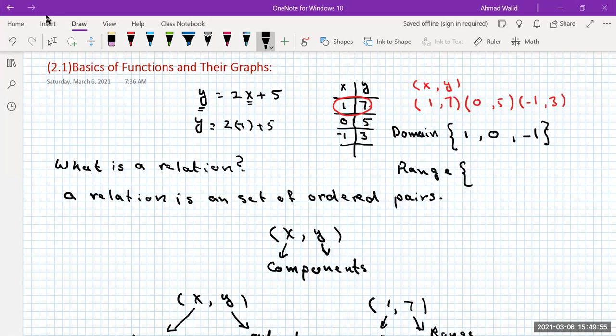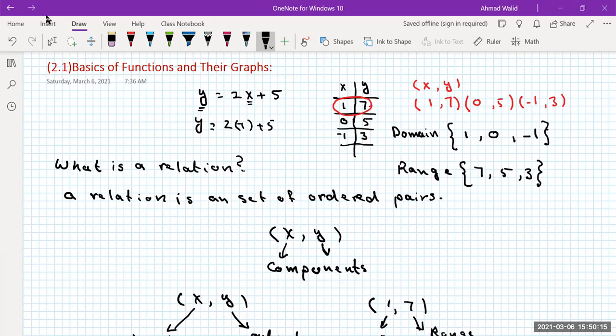Only list the values of Y, which is 7, 5, and 3. I didn't start with functions yet. I'm just talking, even in your book, they want to just talk first about relation.